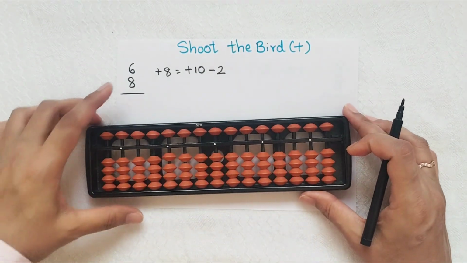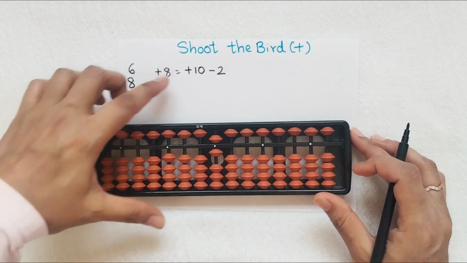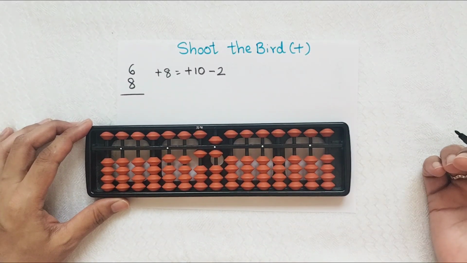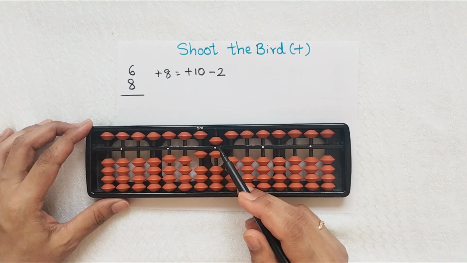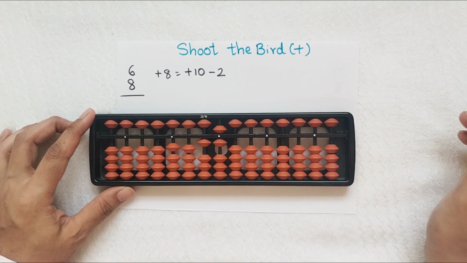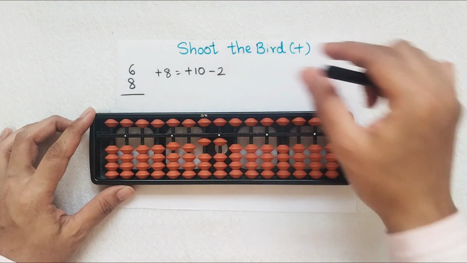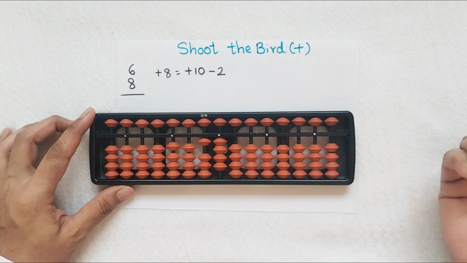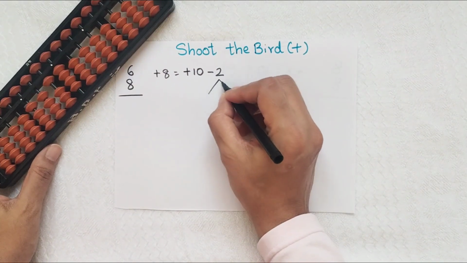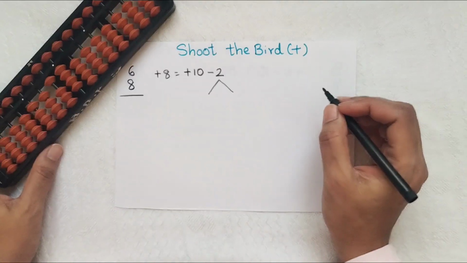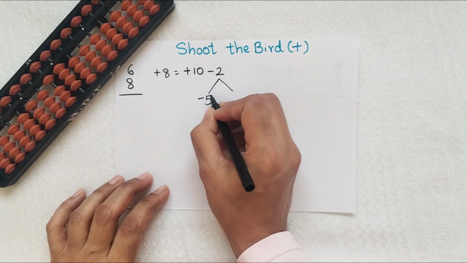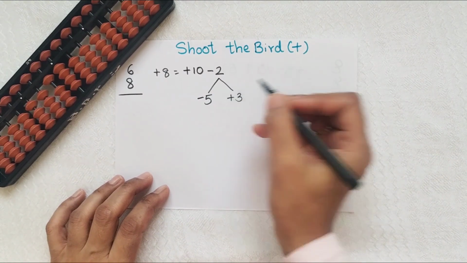So for plus 10, first I place 6. Now plus 10 is plus 10. Now less 2, how will I do it? For less 2 over here, I have to use the small friend subtraction formula. That is less 5 plus 3. So for less 2, I am using another formula, that is small friend subtraction. Say less 5 plus 3.